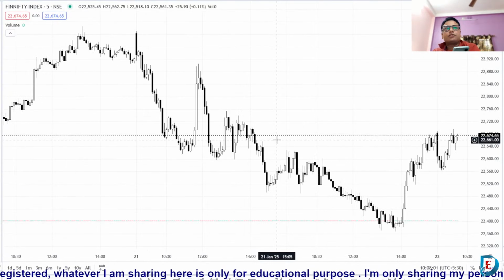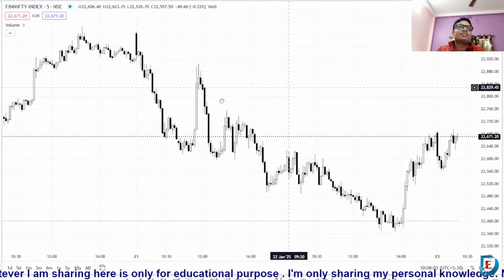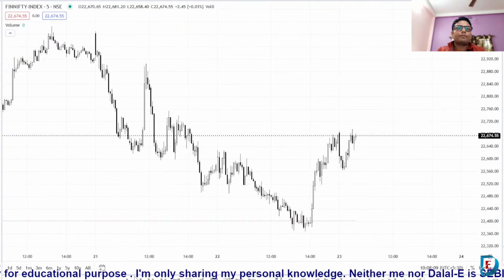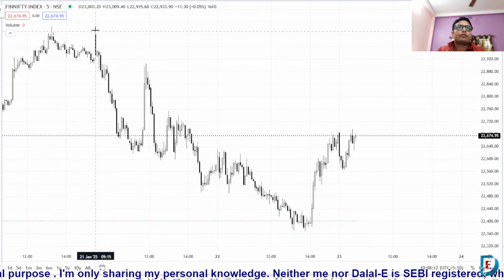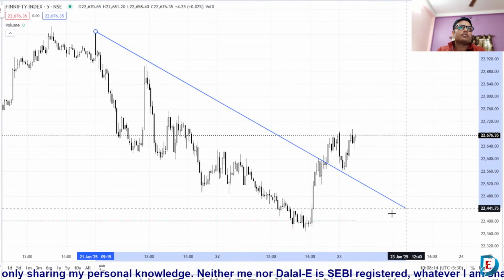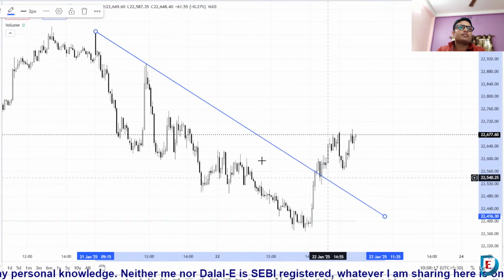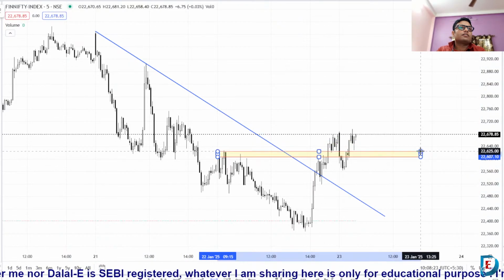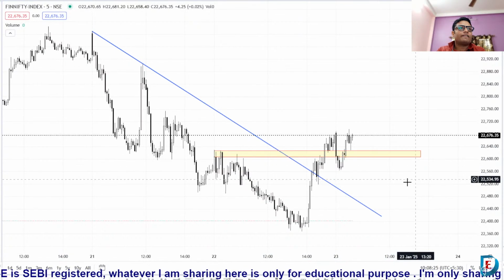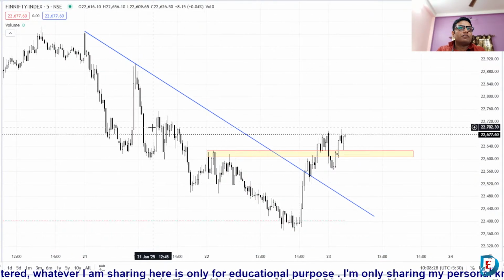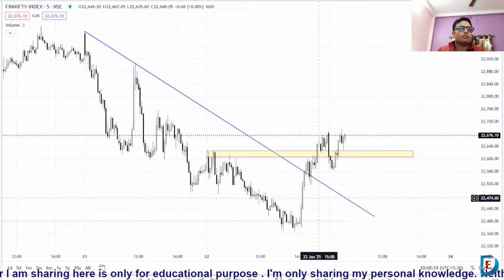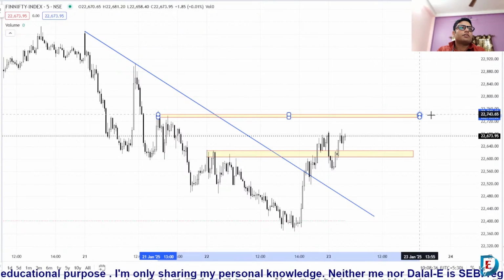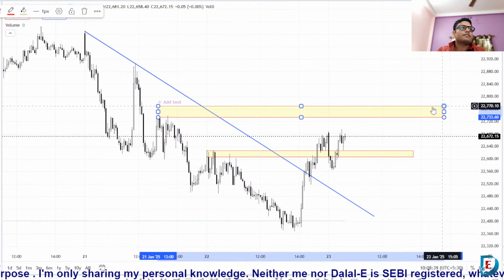Now let's move to the shorter time frame, or the intraday time frame. This is a trend line and price has broken this area. It's now very hard to tell if price will move further or not, because this is where we have another rejection level. Price may take another rejection from here.